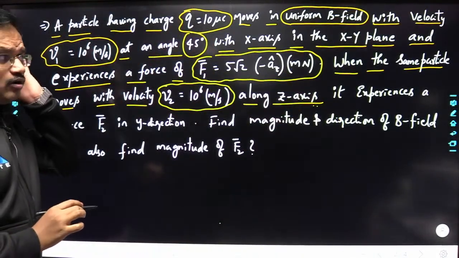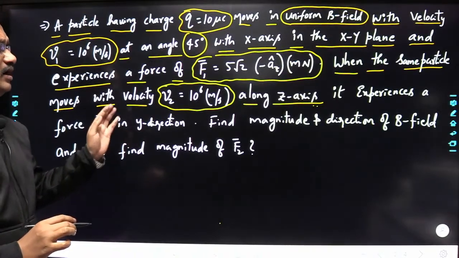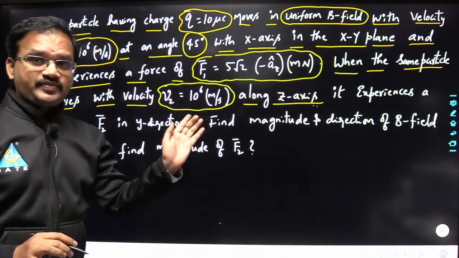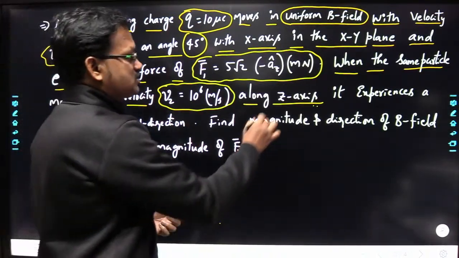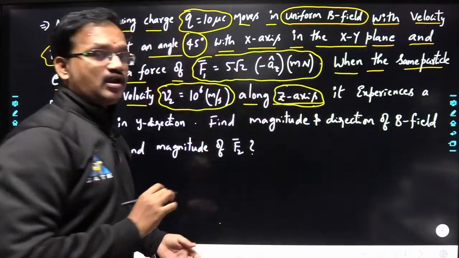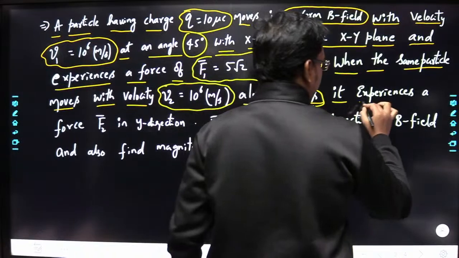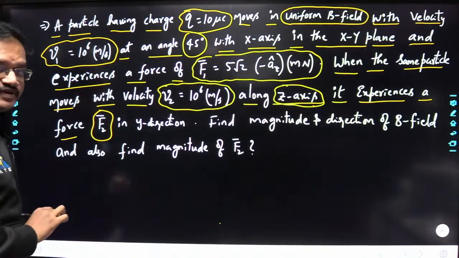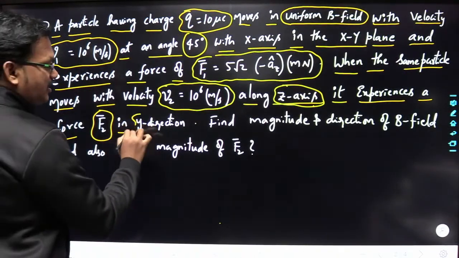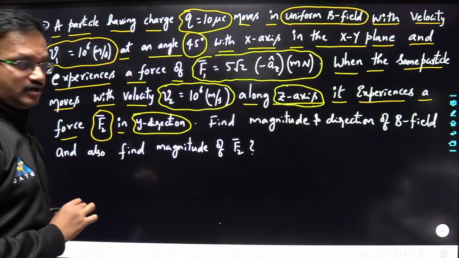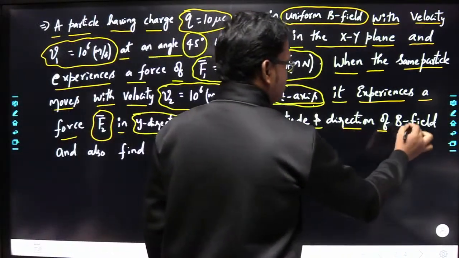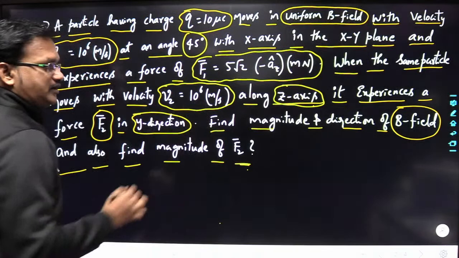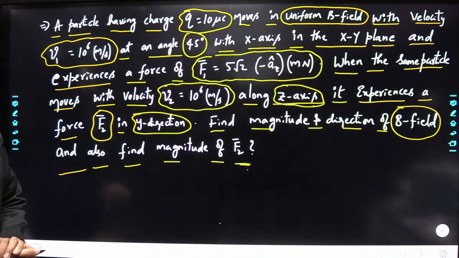Okay, now what they have given here is now the same particle, when it is moving with velocity 10 to the power of 6 meters per second, now in which direction it is moving? It is moving along z direction. So in this case they have given that it experiences a force F2 bar. In which direction here? In y direction. Then find magnitude and direction of B field and also find magnitude of F2 bar. Okay, so this is the question they are asking.